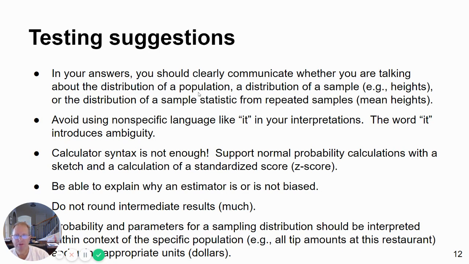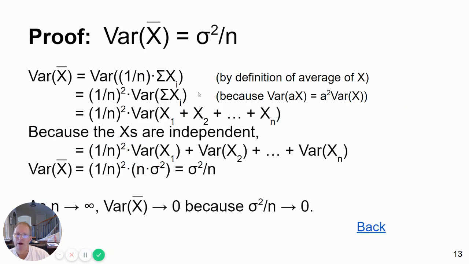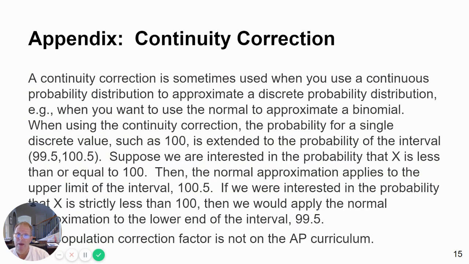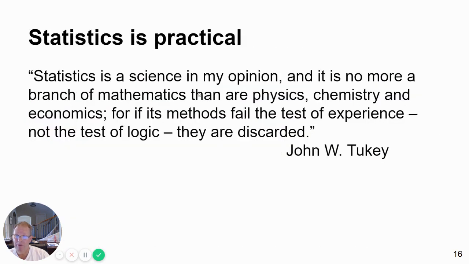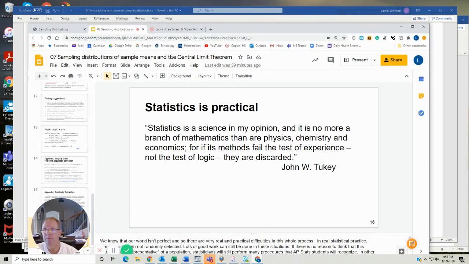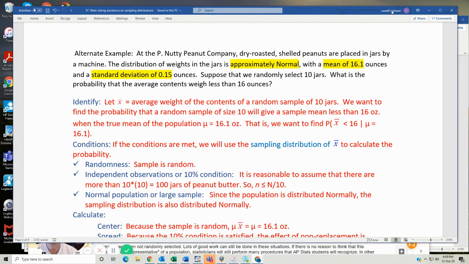Here are some testing suggestions. I'll get back to that later. Here's a proof that the variance of x bar is equal to the variance of the population divided by n, if you're interested in that. This slide talks about why we are using the 10% condition. You're welcome to look this over, but this is not required. More on that. I'm going to end the slides now, but I want to go through a practice problem. So let me find my practice problem. Here we go. We'll use this one right here.